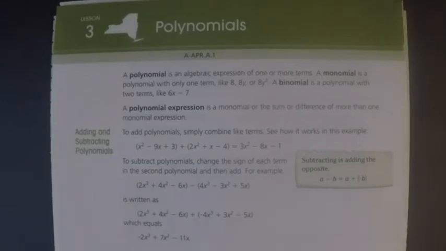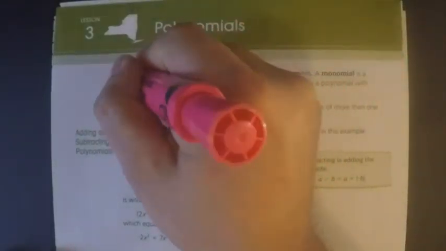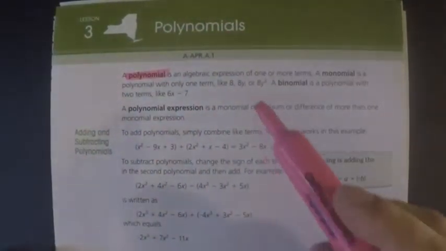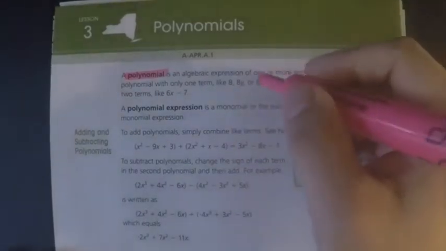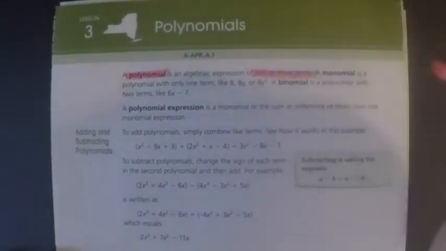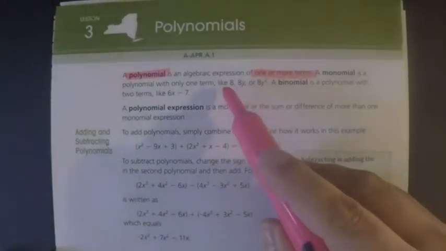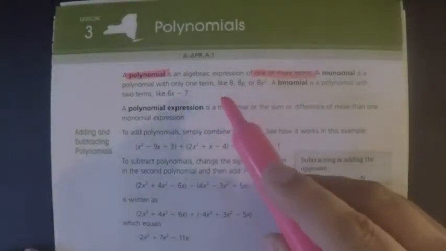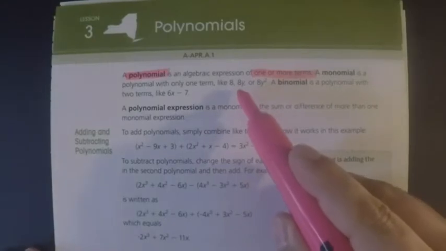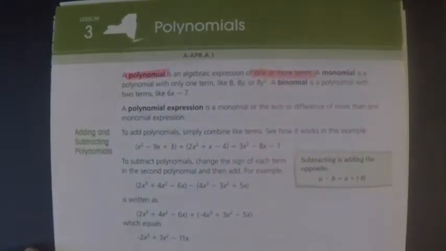All right, so first we're looking at lesson 3. Lesson 3 has to do with polynomials. So quick definitions that they start off with. Whenever you see the word polynomial, it is just an algebraic expression with one or more terms. A term is any time that we have just a number like 8, or even a number with a variable like 8y, or even a variable by itself. So if we just had something like x squared, that would be a term there.